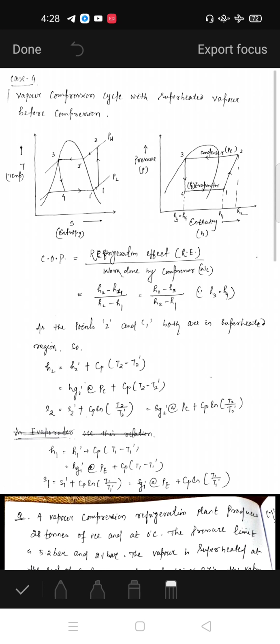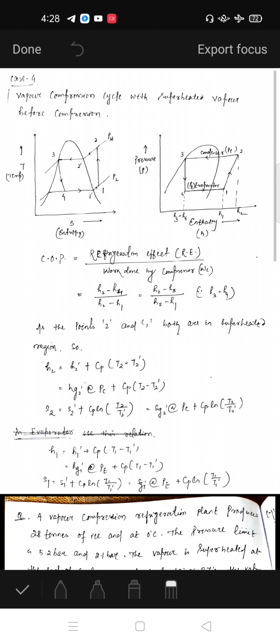So today let's discuss our case number 4, that is the vapor compression cycle with superheated vapor before compression, meaning before entering the compressor, the state of the refrigerant should be in a superheated state. So let's discuss this theory first, then we will solve one problem regarding this.